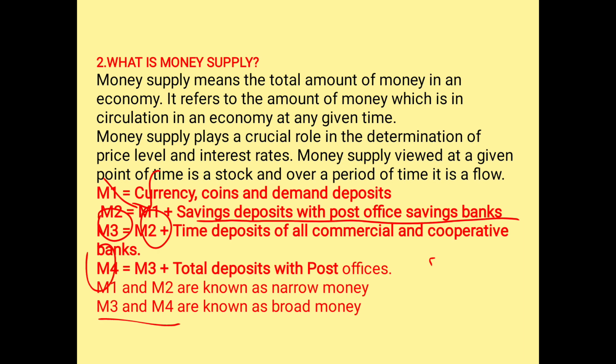Then what is M4 money? Include this M3 plus total deposits with the post office. M1 and M2 money are known as narrow money, and M3 and M4 are known as broad money. This can be an objective question.